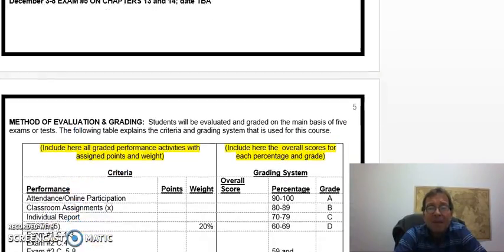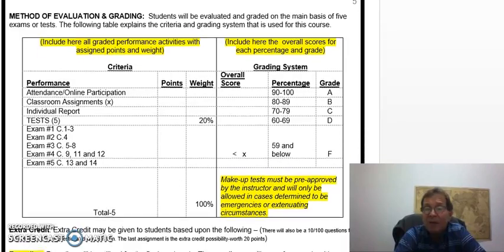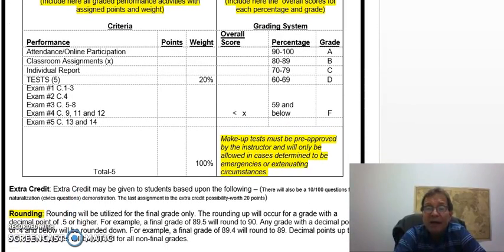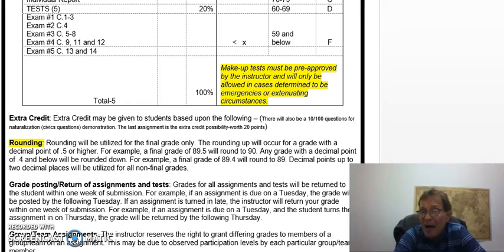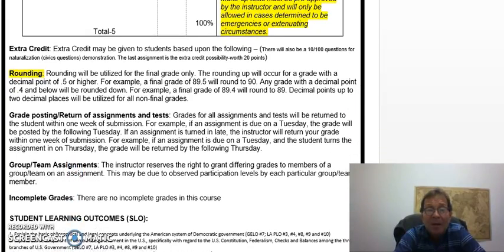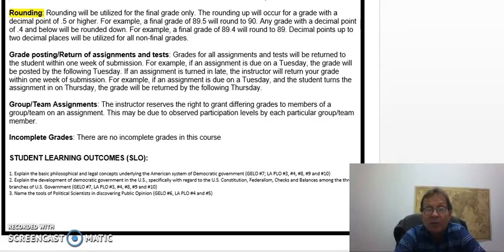Here is the grading again. Each exam is 20%. There are 5 total. And again, here is your extra credit possibility. And this has worked well over the years. I'll round up if it's 0.5 or higher, and 0.4 or lower, it gets rounded down. There will be no incomplete grades in this course, ladies and gentlemen.